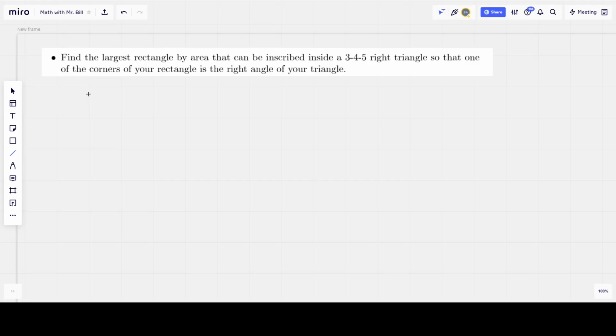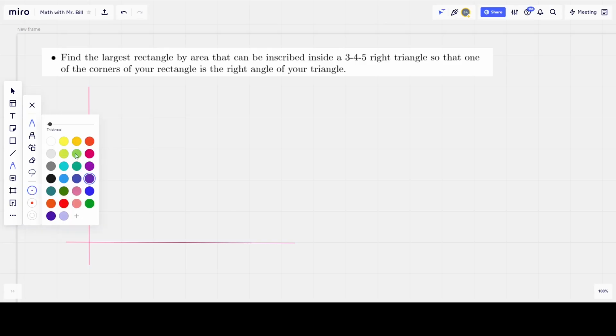So let's first draw the triangle. When you run into a problem like this, generally speaking, you want to put it on a coordinate plane. If you have one shape inscribed in another shape, putting it on a coordinate plane is going to be very helpful. So let's put the 4 side on the y-axis and the 3 side on the x-axis.